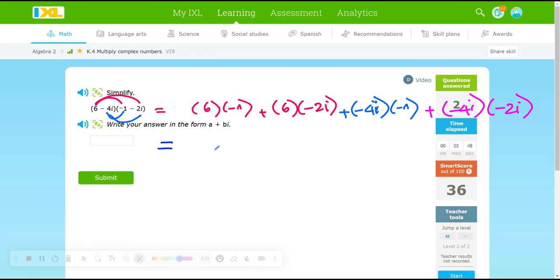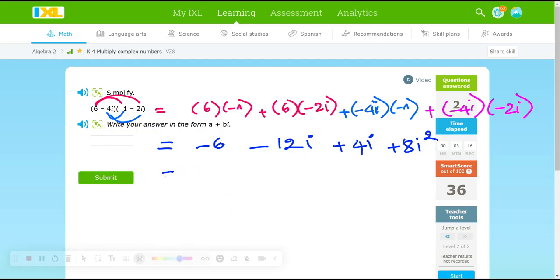6 times -1 is -6. 6 times -2i is -12i. Number with number. -4i times -1: -4 times -1 is positive 4, and then the i. Now, -4 times -2, that's a number 8. i times i, that's an i squared.